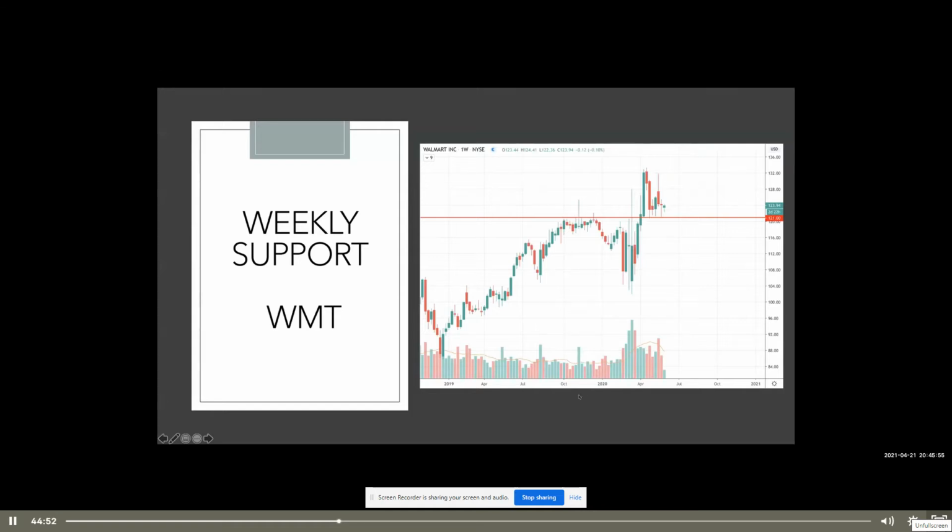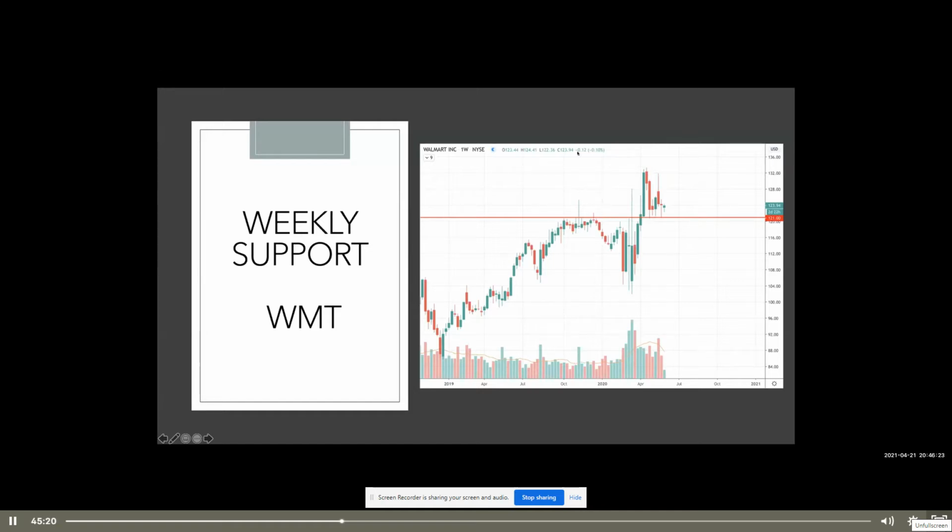So at the end of 2019, Walmart came up and started rejecting this 120, 121 level quite a bit. It rejected it here a bunch of times. It even wicked above it, right? And tried to break through it, but was not able. It also did it here, wicked above, but was not able to actually hold above that 121 level. So this was our old resistance.